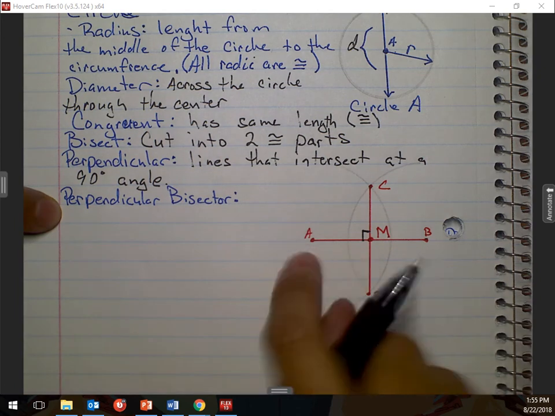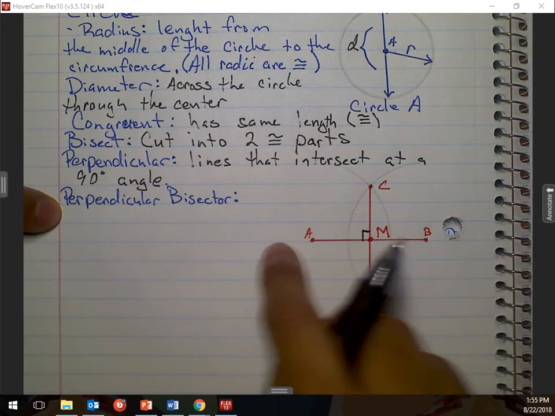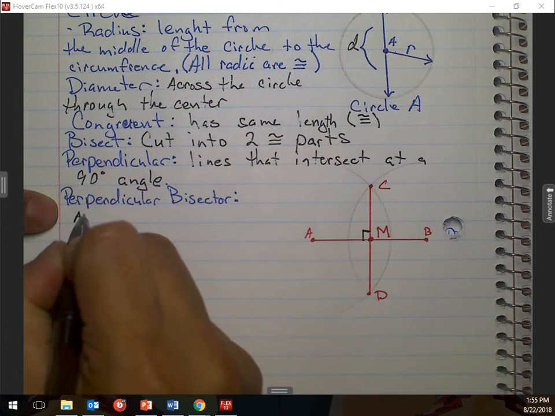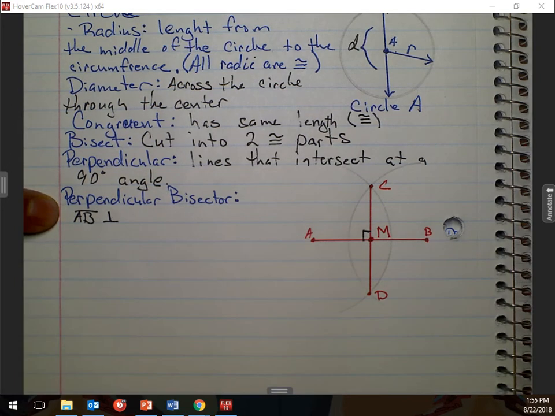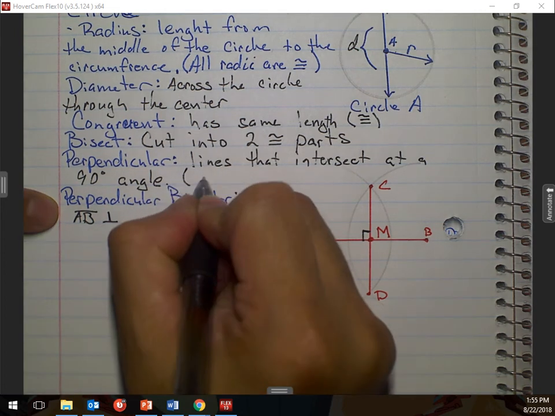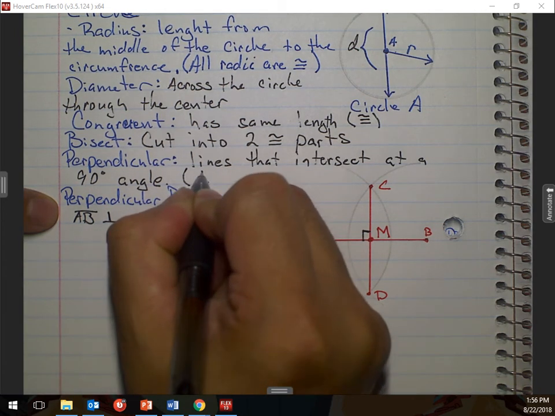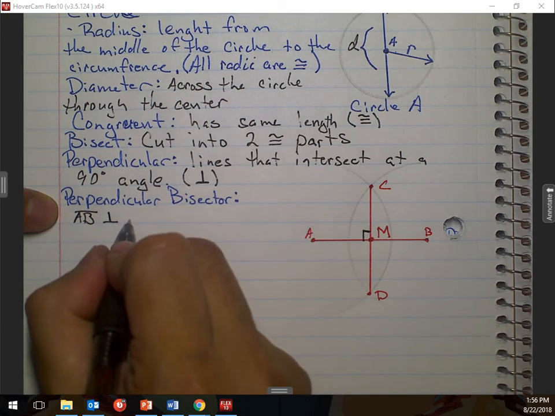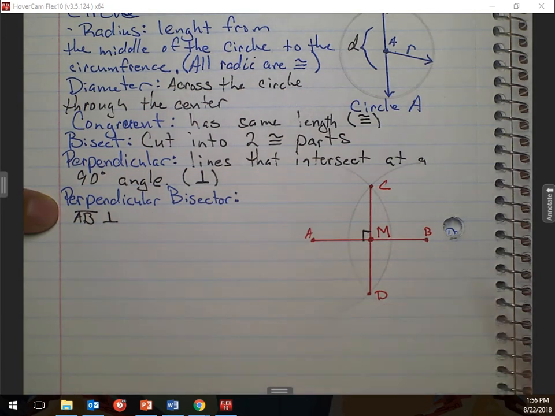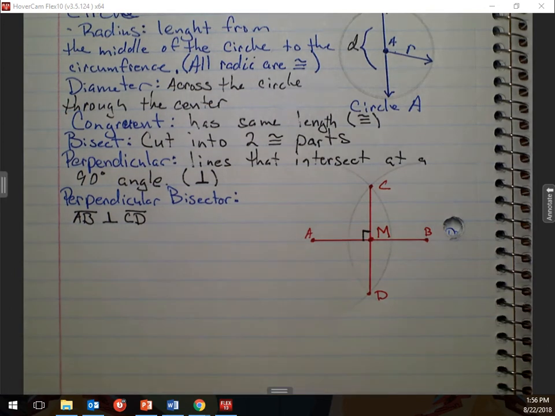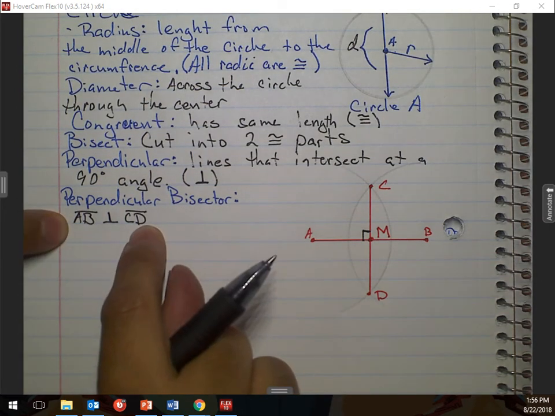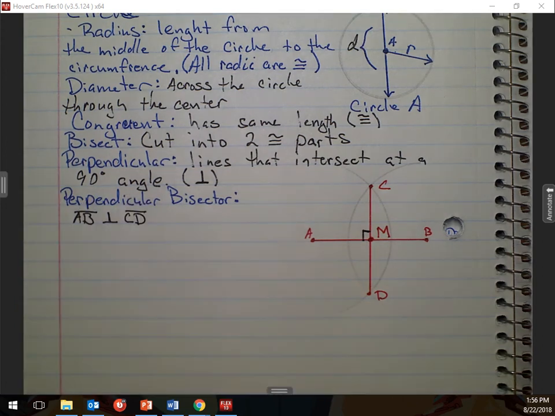Now I'm going to show you guys the mathematical symbol for this. So AB, perpendicular, okay? There's perpendicular, so my symbol will go up here for this. It's an upside down T. AB is going to be perpendicular to what segment? CD. Yeah. Okay, so that's the perpendicular part, right? That's the perpendicular part, but now it says perpendicular bisector.